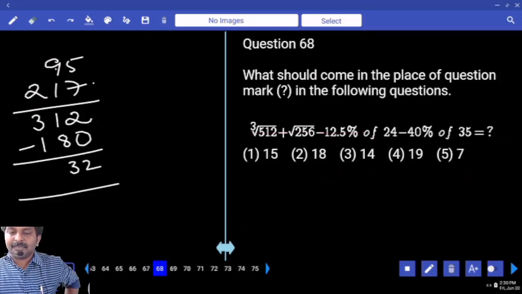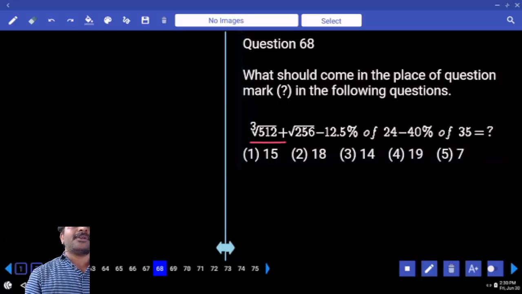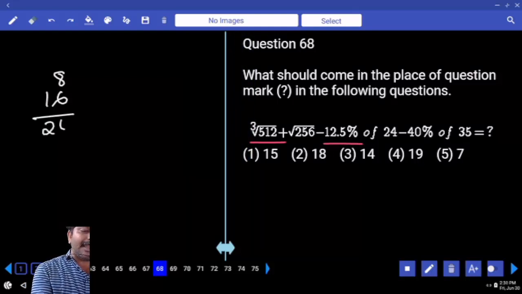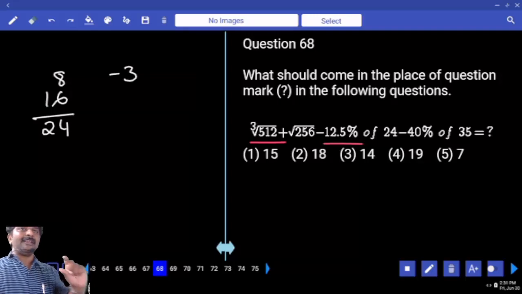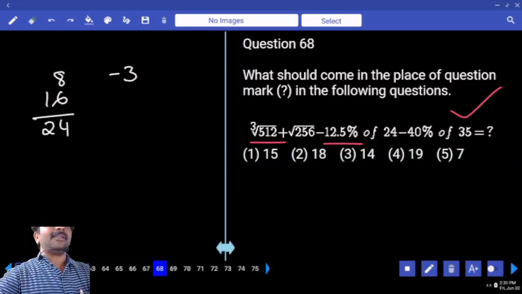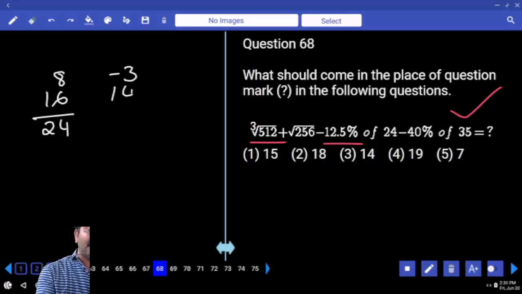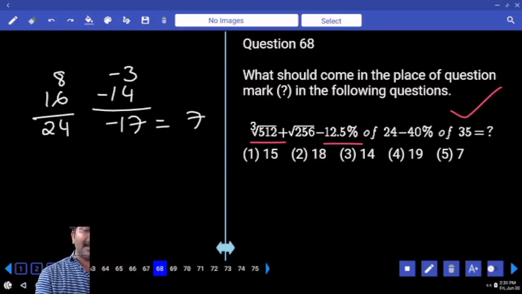Yes. Right. Cube root of 512. Which cube is 512? 8. Under root of 256. 12.5% in the sense 1/8. Those two remaining 2 numbers are negative numbers, right? So let me calculate positive numbers here. Negative number 1/8 of 24, 3. 40% of 35, 10% double double. What is 10% of 35? 3.5. Double, double, 14. Both together 17. If we subtract 17 from 24, answer 7.